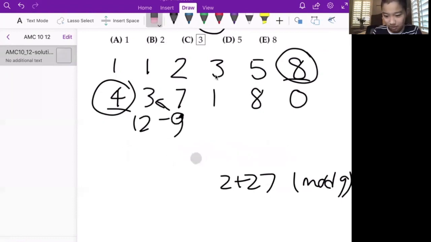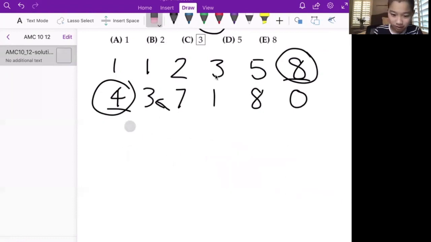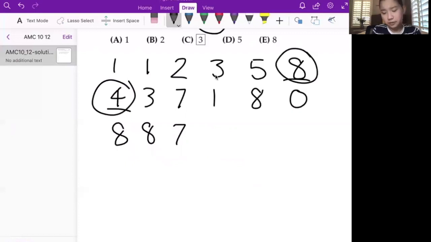So let's compute a few more terms, because it's not really very clear when it's going to repeat. Not yet. 8 plus 0 is 8. 0 plus 8 is 8. 8 plus 8 is 16, but then mod 9, subtracting 9, it would be 7. And then 8 plus 7 is 15, minus 9 is 6. 7 plus 6 is 13, minus 9 is 4. 6 plus 4 is 10, minus 9 is 1. 4 plus 1 is 5. No minus 9 this time.